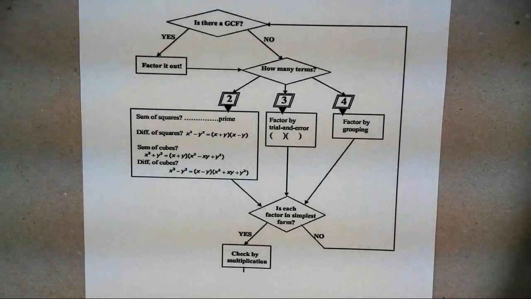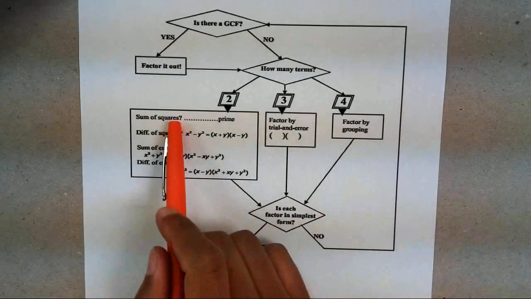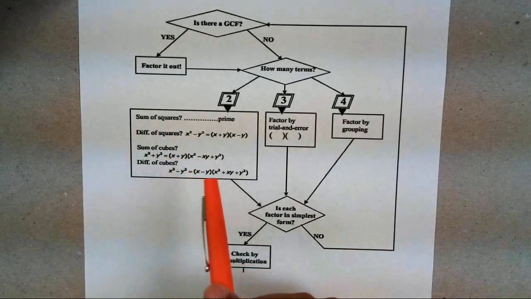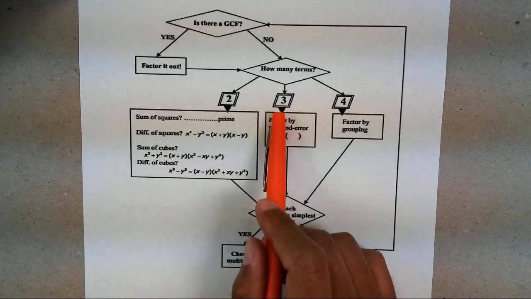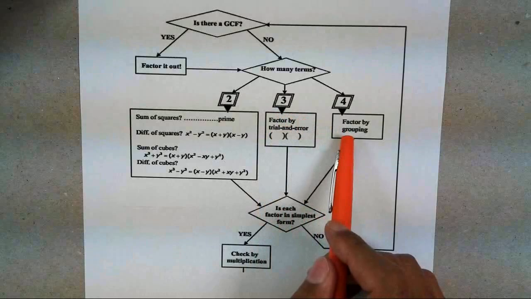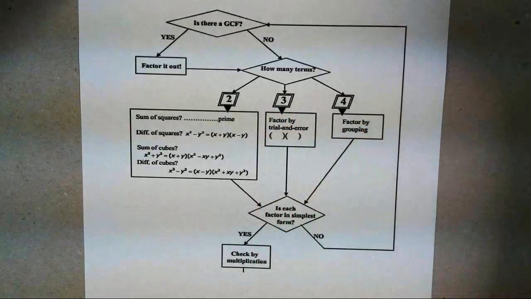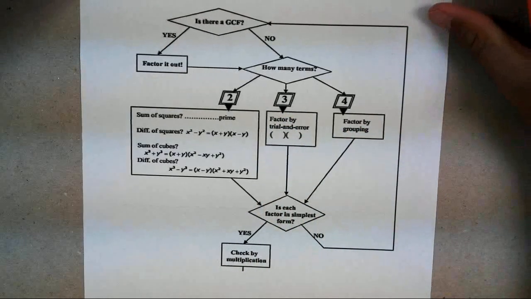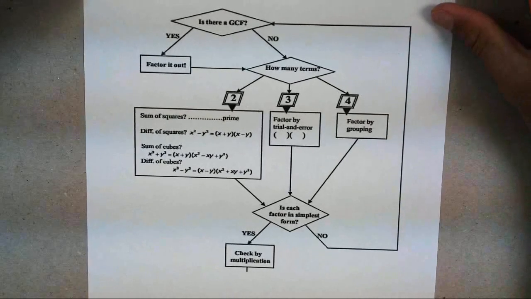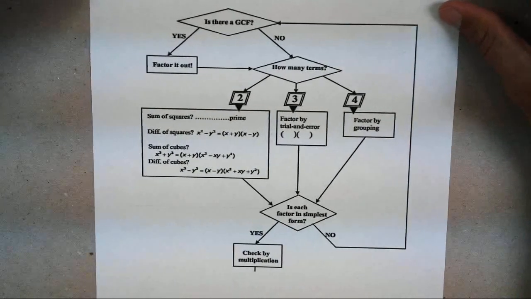Then the next video is going to consist of factoring out squares and cubes. Then the third video is going to consist of factoring things that have 3 terms, and then the last one is going to be by factoring by grouping. So in the first video, we want to first understand this flowchart and understand how the process of factoring works out.